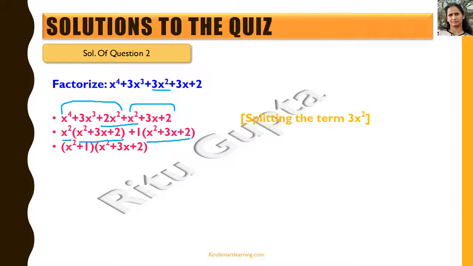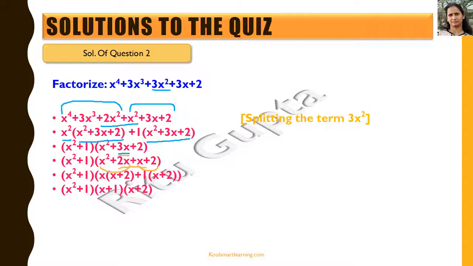So what we do here is we again split the term 3x here and we get the next expression which says x square plus 1 multiplied by x square plus 2x plus x plus 2. So now again we take the first 2 terms together and the last 2 terms together and we take out x from the first 2 terms and it becomes x multiplied by x plus 2 plus 1 multiplied by x plus 2. And again using the distributive law it becomes x square plus 1 into x plus 1 into x plus 2. So the given expression can be factorized into x squared plus 1 into x plus 1 into x plus 2, and the option B is the correct answer.